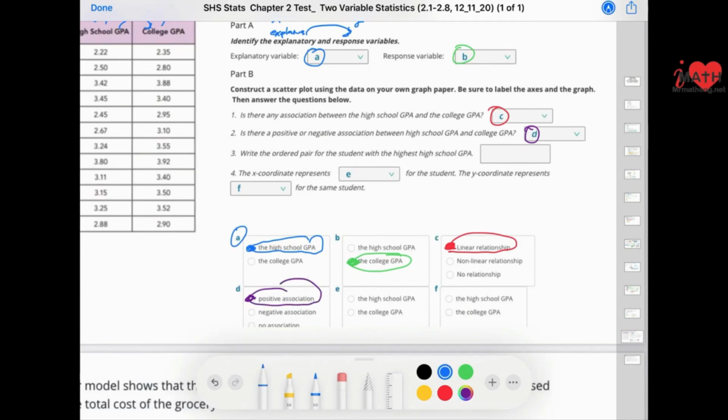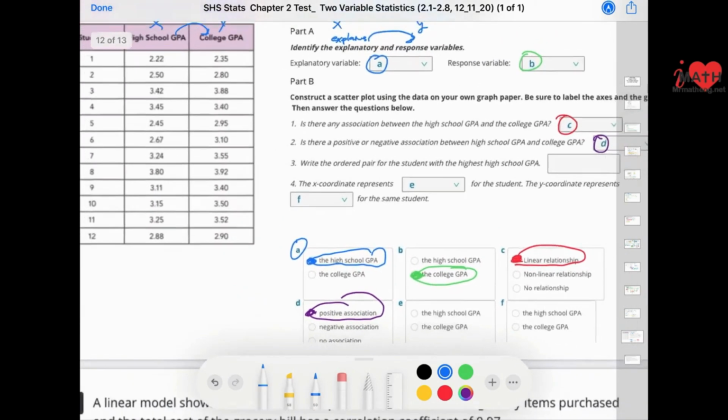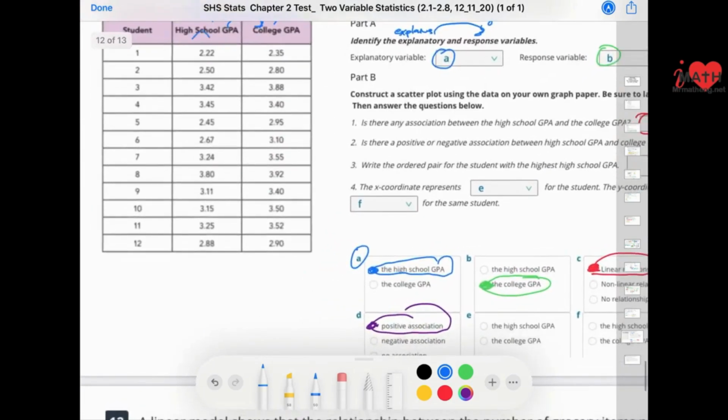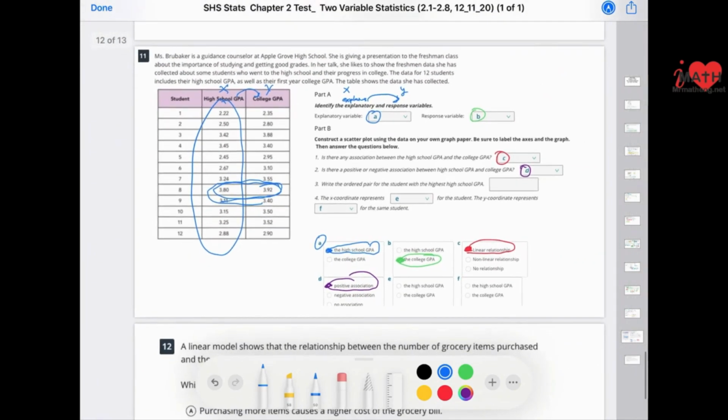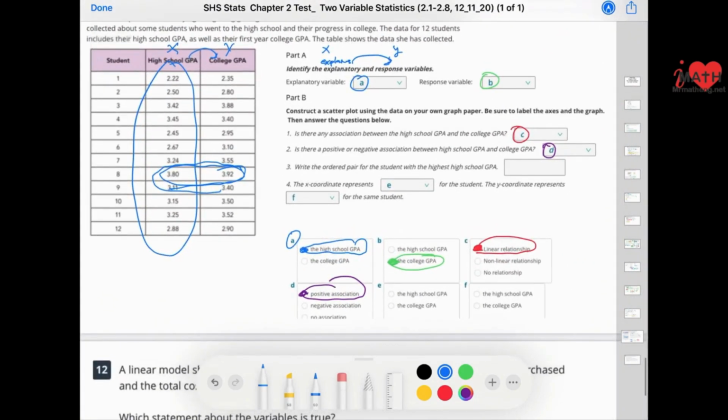Write the ordered pair for the student with the highest high school GPA. So I'm looking at this list here, and I see 3.80, comma 3.92. That's the ordered pair.